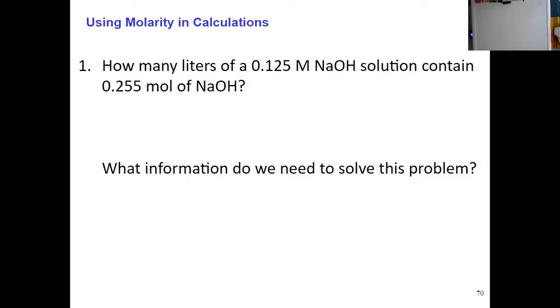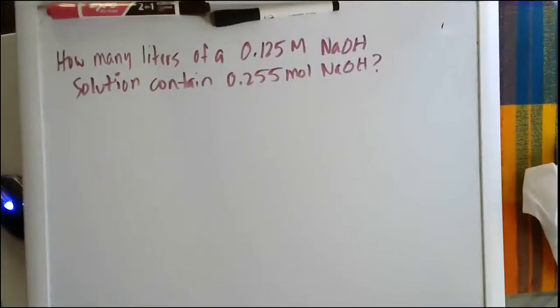So let's look at a few different versions of this problem now. How many liters of a 0.125 molar sodium hydroxide solution contain 0.255 moles of sodium hydroxide? So this is very similar to what we did before, except here we are going to be looking for the liter value or the volume value instead of the mole value. Okay, so let's look at how to solve this problem.